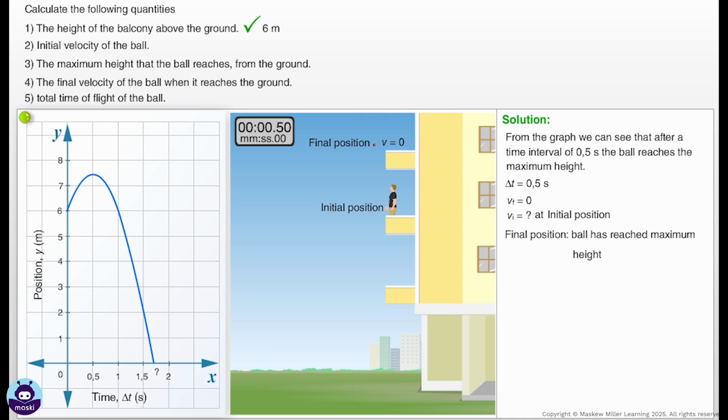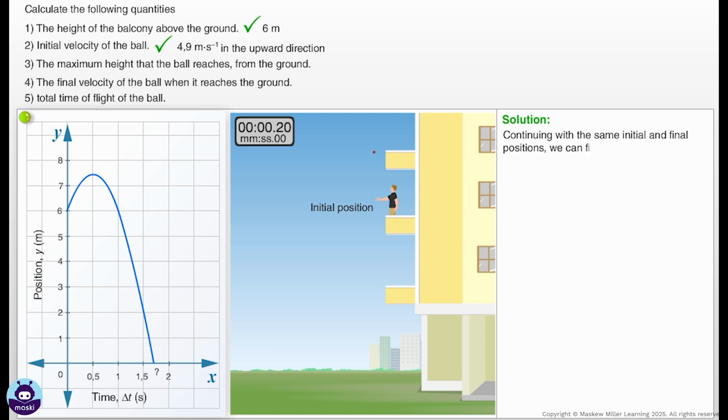The acceleration, due to gravity, will be in the downward direction, hence negative. From the equation of motion relating to velocity, Vf equals Vi plus g delta t, substituting the values, Vi equals 4.9 meters per second. This is also the initial velocity for the entire flight of the ball.